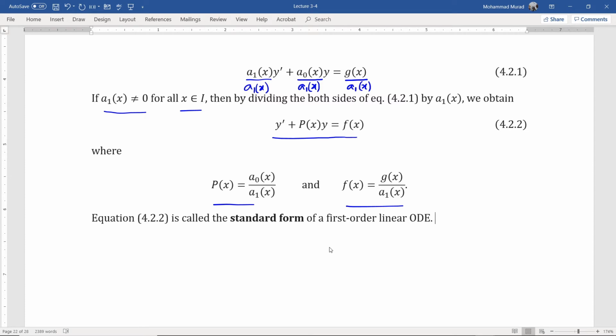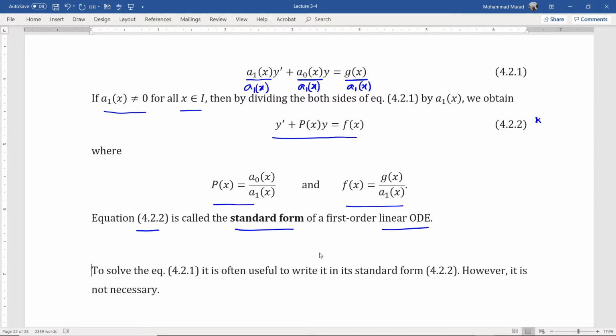Equation 4.2.2 here is called the standard form of a first-order linear ordinary differential equation. To solve the equation 4.2.1, it is often useful to write it in its standard form, the form as shown in the equation 4.2.2. However, it is not necessary.